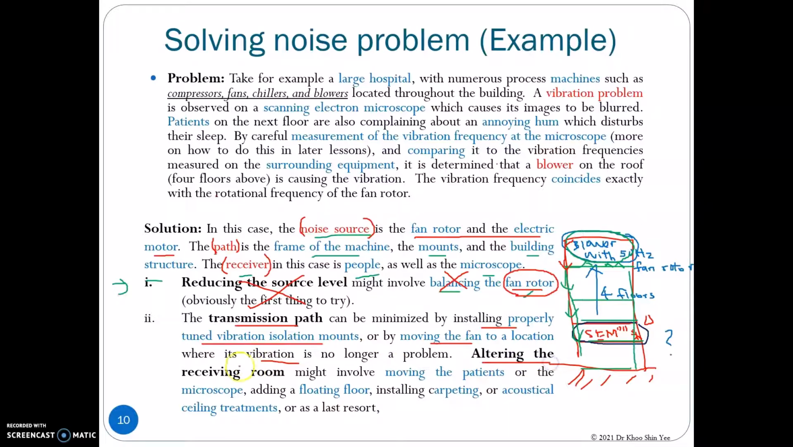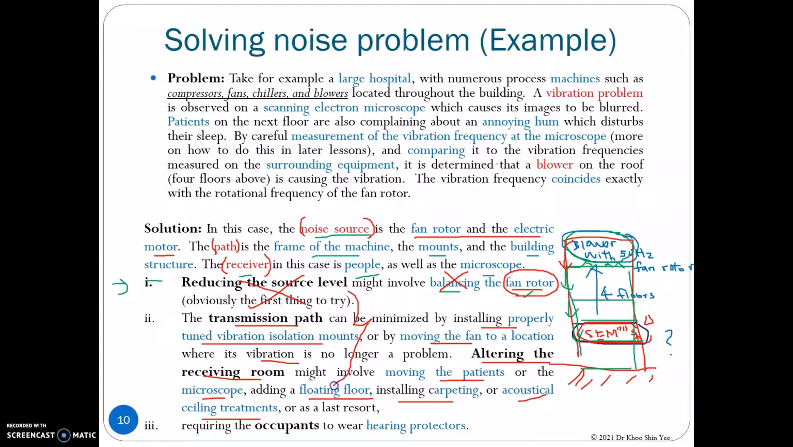This is another option, where altering the receiving room might involve moving the patient or the microscope. However, this is not so favored because the problem still persists on this floor. Then we might consider adding a floating floor, installing carpet, acoustic ceiling treatment, and so on, that can absorb the noise and reduce the noise transmission.